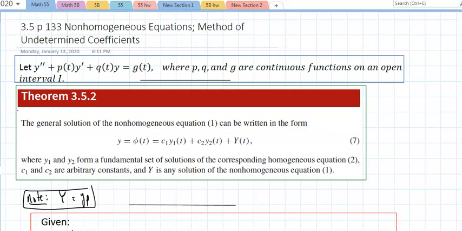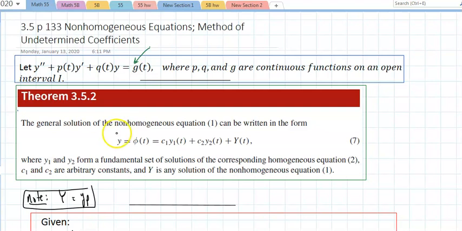Section 3.5 is on page 113, talks about non-homogeneous equations, method of undetermined coefficients. Okay, there are 3 ways of solving those. We're going to learn 2 of them. Let y double prime plus p(t) y prime plus q(t) y equal g(t), where p, q, g are continuous functions on an open interval. The same traditional linear differential equation, in this case in second order.